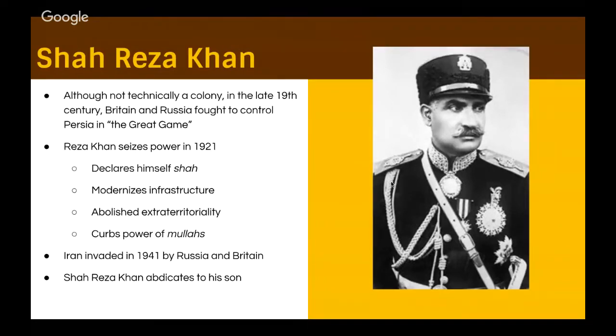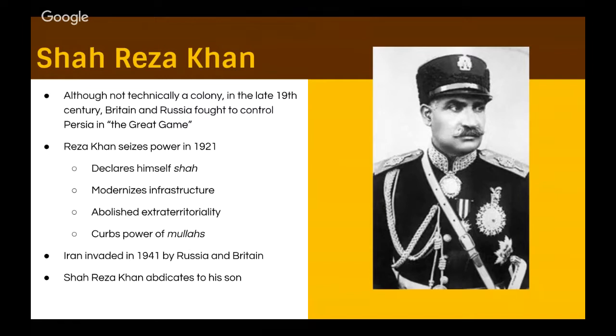Iran had been under the influence of Britain and Russia, who both fought for control over Persia in the 19th century. It was called the Great Game. In the 1920s, a guy named Reza Khan seizes power. He declares himself Shah, or ruler of Iran. He undertakes a lot of modernization aspects. He abolishes extraterritoriality, which is pretty important, modernizes the infrastructure, curbs the power of a lot of the Muslim leaders.